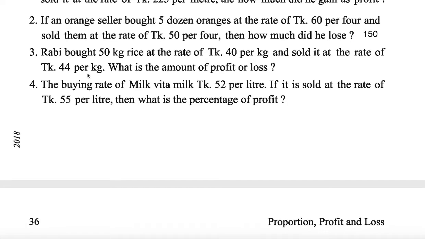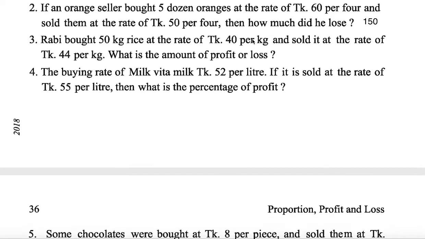Okay, Rabi bought 50 kg rice at the rate of 40 per kg and sold it at the rate of 44 per kg. What is the amount of profit or loss? 4 taka per kg is the profit, so in total it is 200 taka.